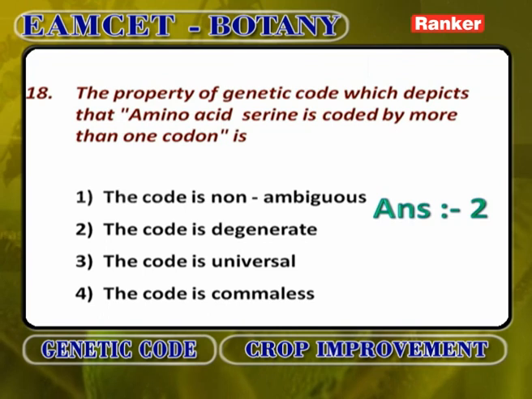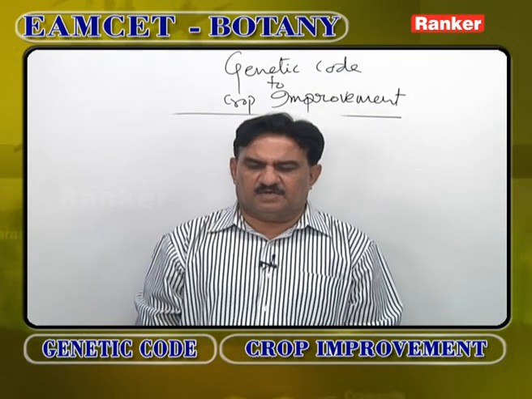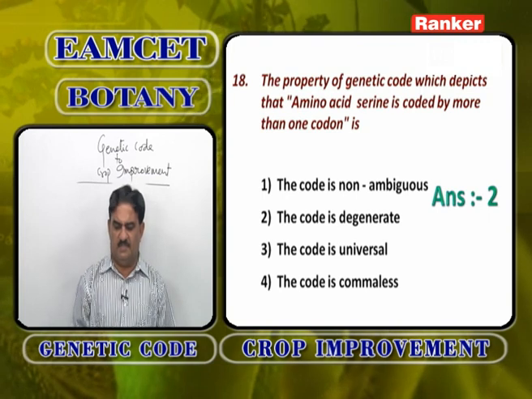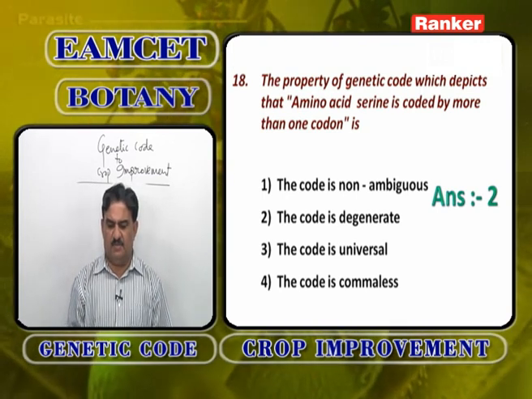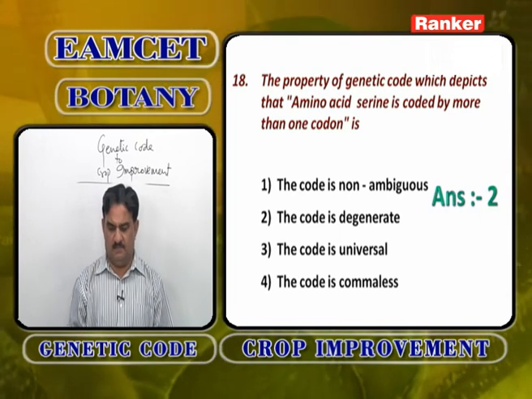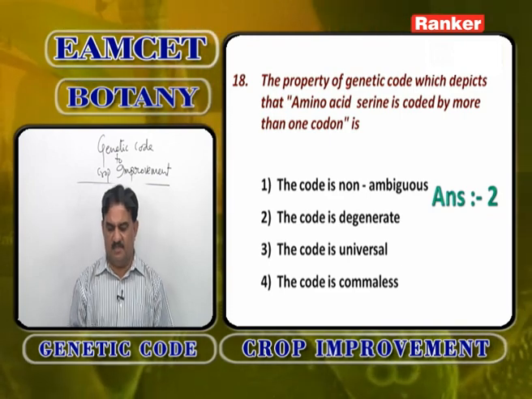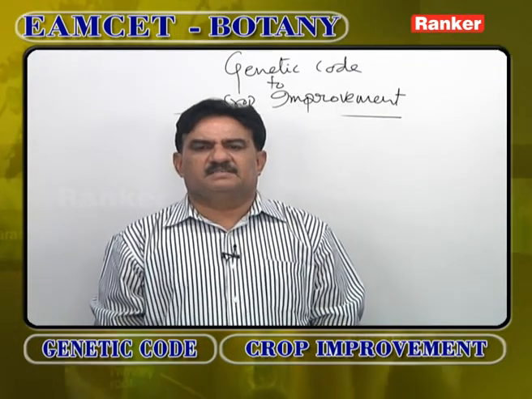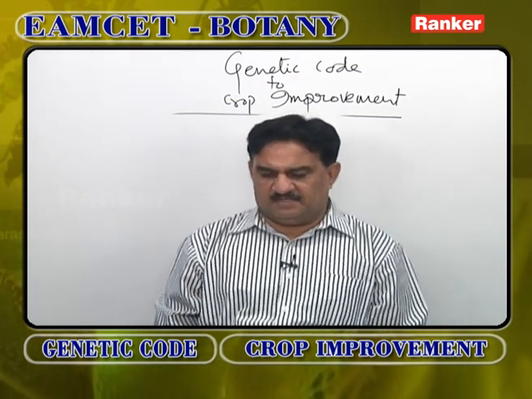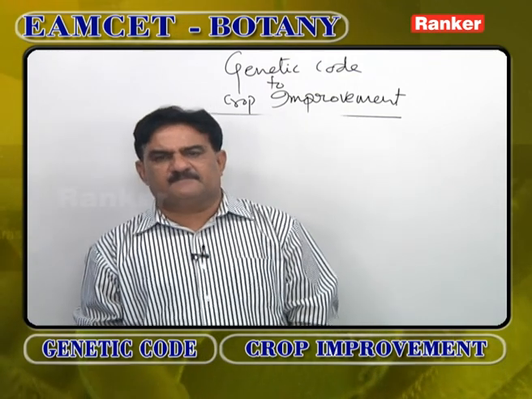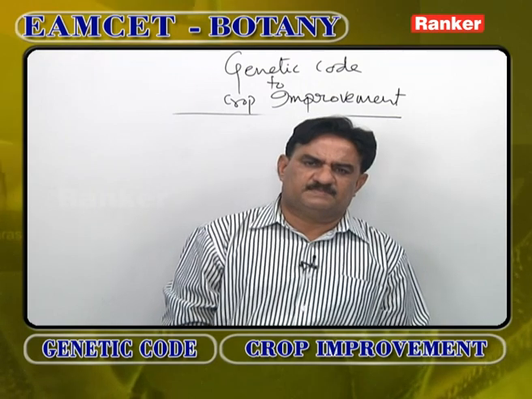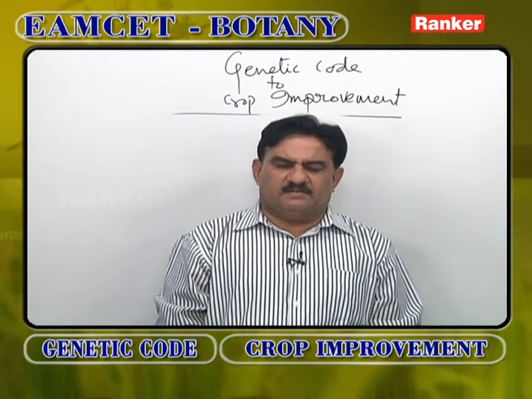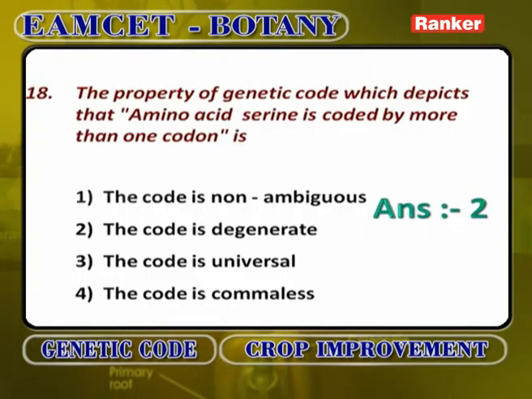The property of genetic code which depicts that amino acid serine is coded by more than one codon, UCU, UCC, UCA, UCG, AGA, AGU, all of which code for serine, is that genetic code is degenerative. Genetic code is non-ambiguous, not universal, is wrong here. Genetic code is comma less, meaning in between the nitrogen bases in a codon no punctuation is used. Genetic code is universal, as discussed previously. So, genetic code is degenerate: amino acid serine is coded by more than one codon.